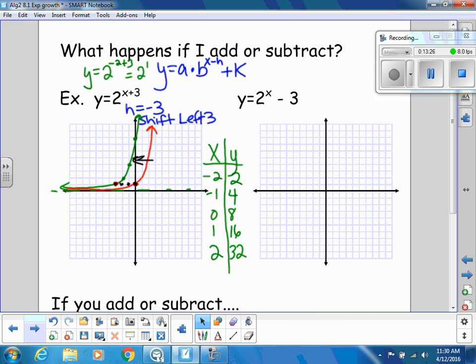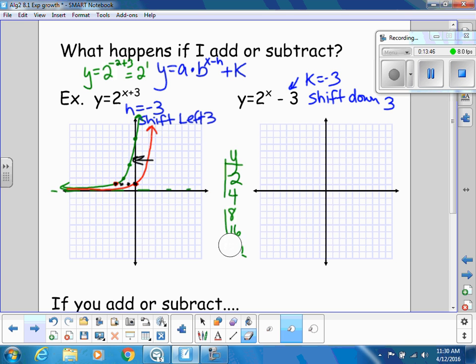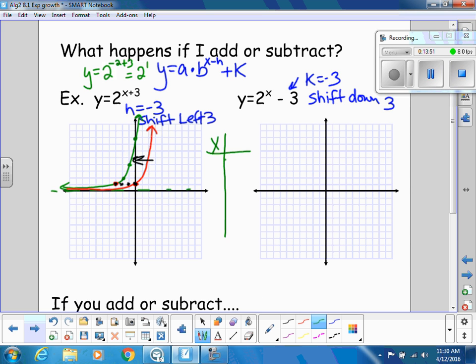So now let's look over here at the K value. So notice I don't have a H value in this second example, but I do have a K value. So my K value is negative 3. And what that's going to do is shift it down 3. And I'll show you why. Okay, so I'm going to erase this table. We're going to do a new table for this second example. So I'm going to use the same coordinates.